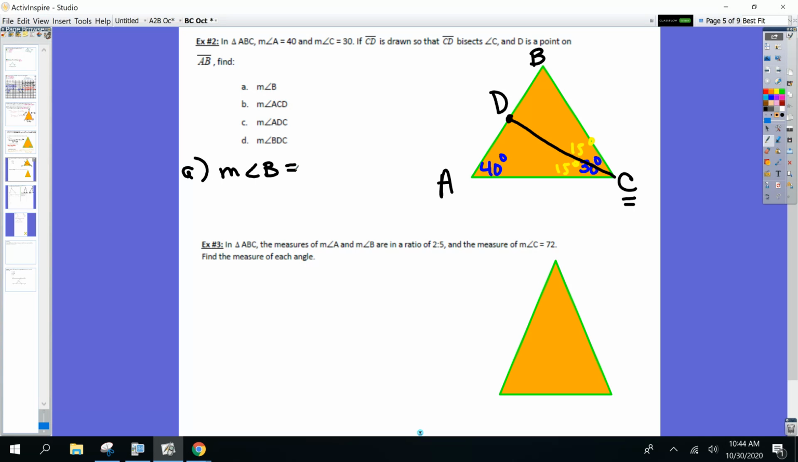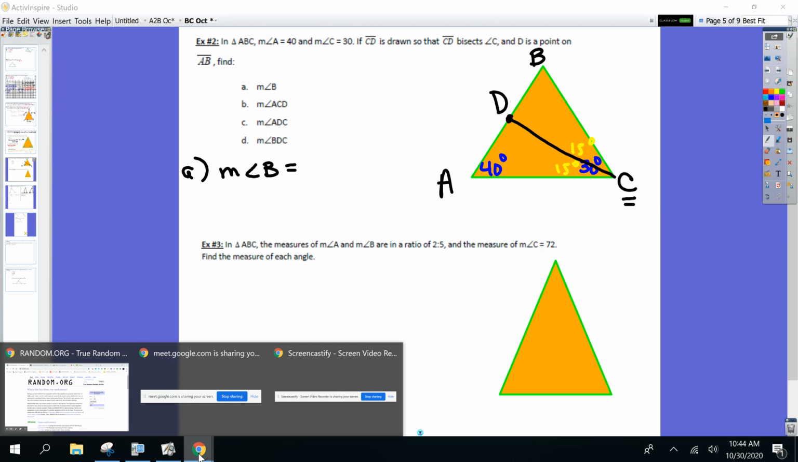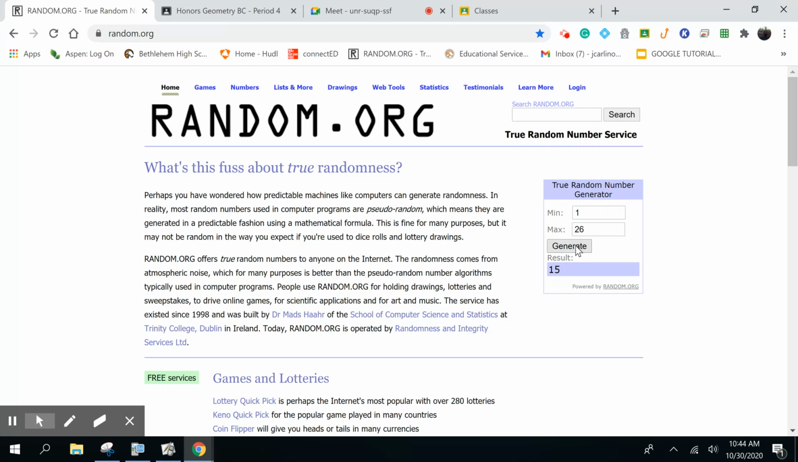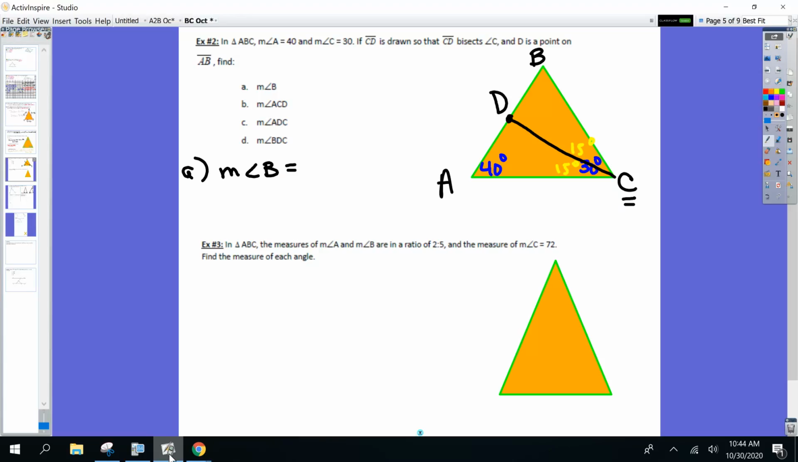Remember that original triangle, ABC? I had 40 and 30. How much is left over? Here we go. 15. What do we got? Will? 110 degrees. If you're wondering where Will got 110, he did 180 in triangle ABC, 180 degrees, minus the 40 and the 30 that were given, and got 110 degrees.